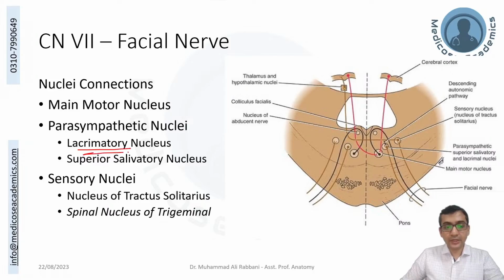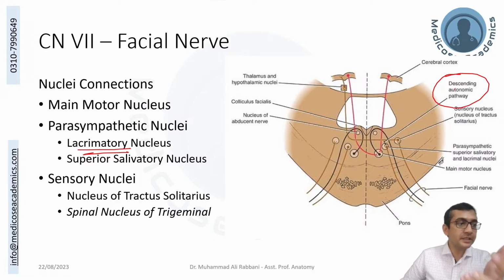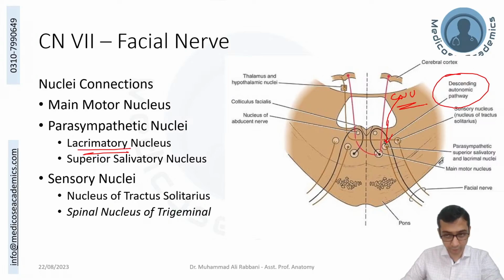Parasympathetic nuclei include the lacrimatory nucleus. These are getting fibers from the hypothalamic fibers, hypothalamus. These include the emotional crying. From the higher centers, the lacrimatory nucleus is activated, or it may get fibers from the neighboring pathway like trigeminal nerve, corneal reflex. It may be getting fibers from the trigeminal nerve. You get dust in your eye and you start lacrimating.